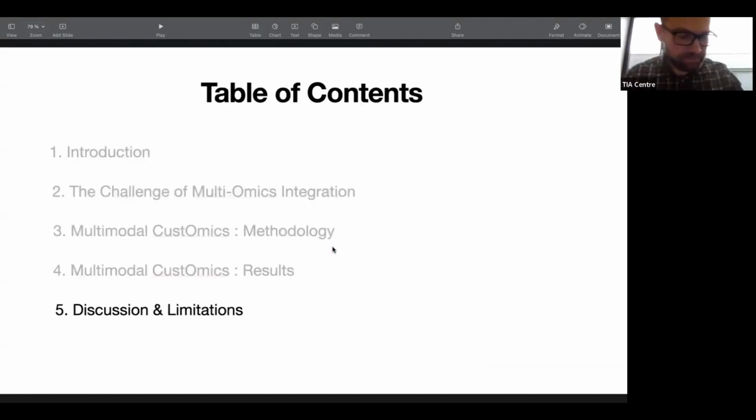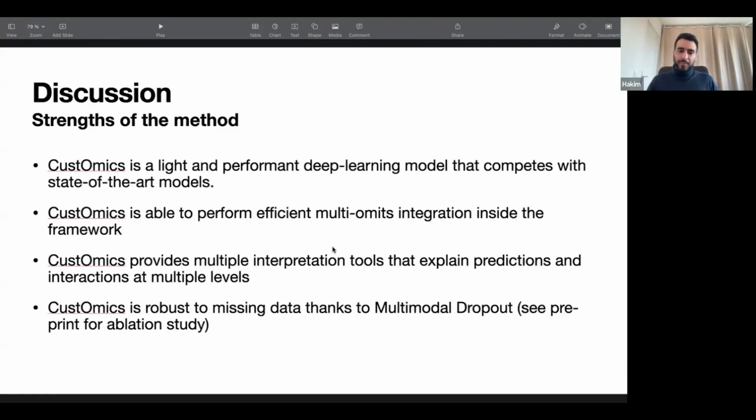Thanks, Hakim. Okay, so now we'll just go through a small discussion about the strength of the model and some of its limitations and possible future perspectives. So the main advantage of CustOmics is that it's a light and performant deep learning model that actually competes with the state of the art.